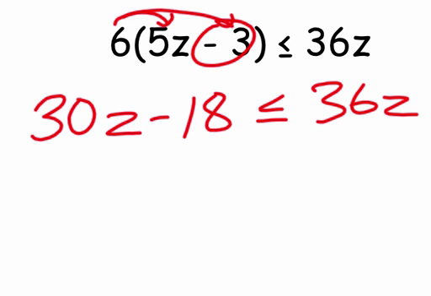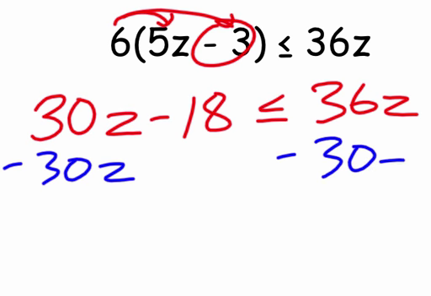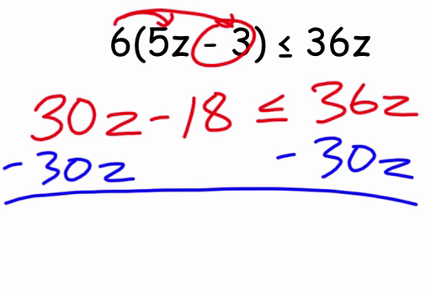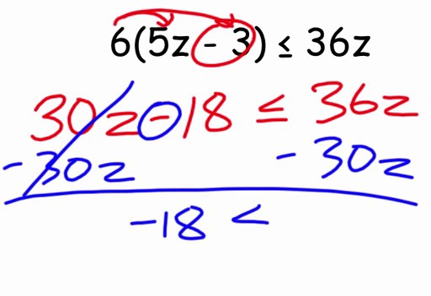Well, I have a variable on both sides, so let's get it to one side. Well, I always like to get rid of the smaller variable. So 30z, to get rid of that, I have to bring in a negative z, or a minus 30z. Whatever I do to one side, I do to the other. And those cancel. Don't forget to bring down your negative with your negative 18, less than or equal to 6z.